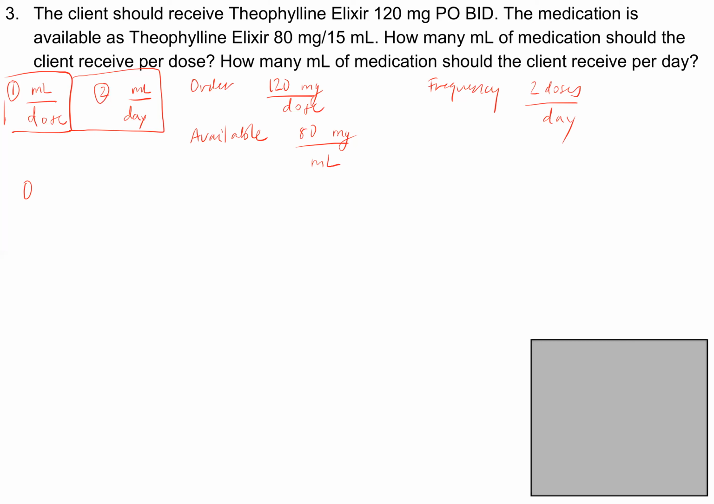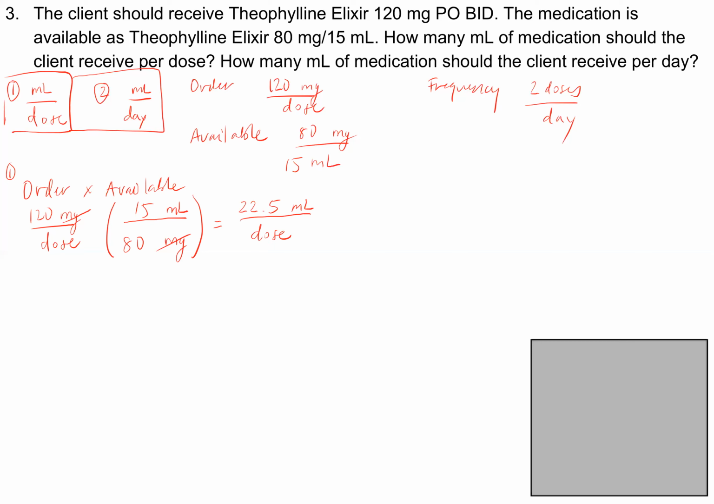So let's go ahead and set up that equation. Order times available, 120 milligrams per dose, and you want the milligram units to cancel, which leaves mLs in the numerator. Fill in your numbers. 15, and 80. And you get 22.5 milliliters per dose. So we found the first part of the answer to the question.